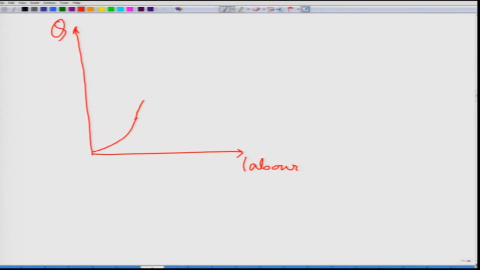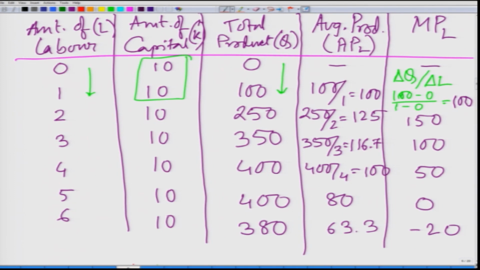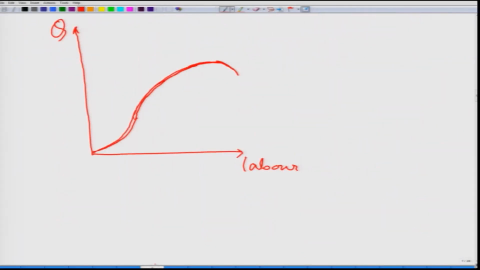Next it continues increasing but at a decreasing rate. You can see it is increasing at this phase but at a decreasing rate. At a certain point it becomes stagnant and then it comes down, right? That's what we saw here. It is increasing at an increasing rate, first 100, then 150, then it started falling down, 100, 50, increasing 0, and then it decreased from 400 to 380, right?